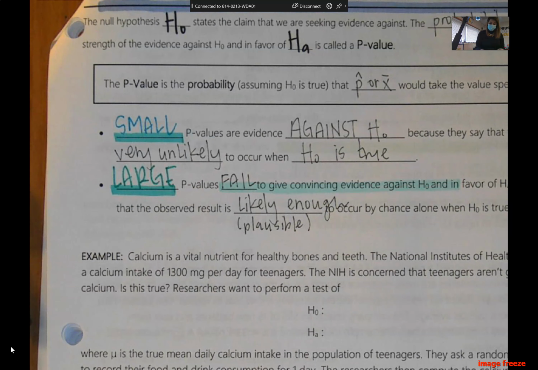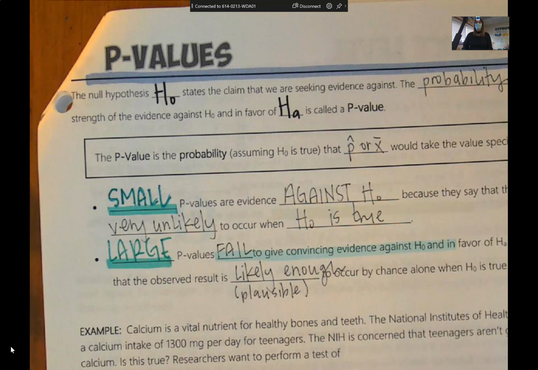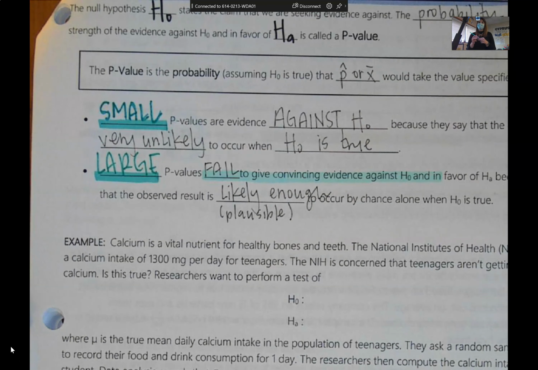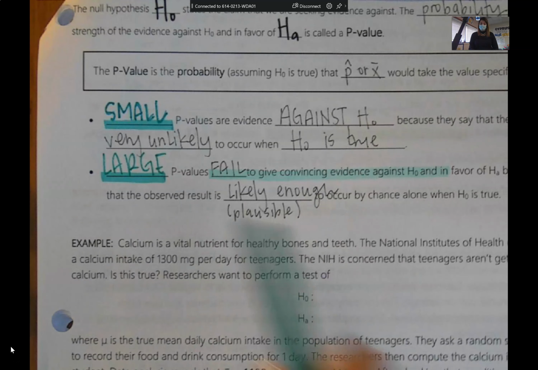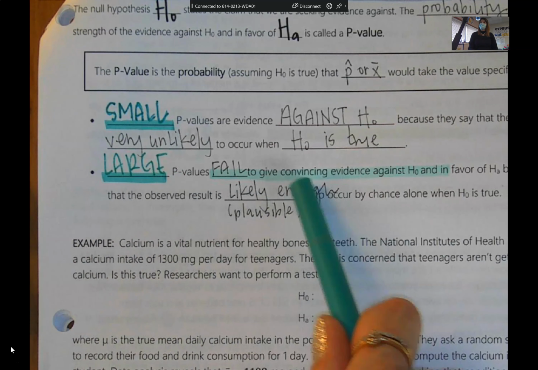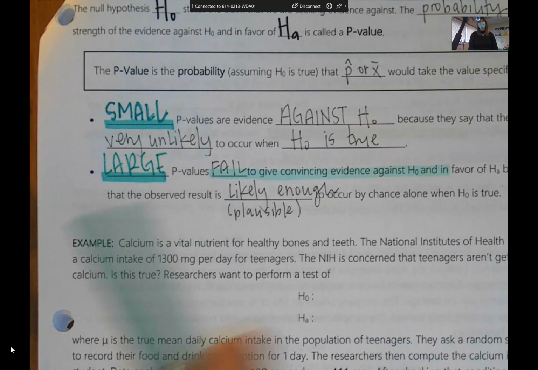One thing to notice is that the language here, when the p-value is large, is that you fail to reject. It's not that it supports the null. We're never looking for evidence that supports the null. We always look for evidence against, and if we don't find it, that doesn't mean that we support the null. That means that we fail to reject.